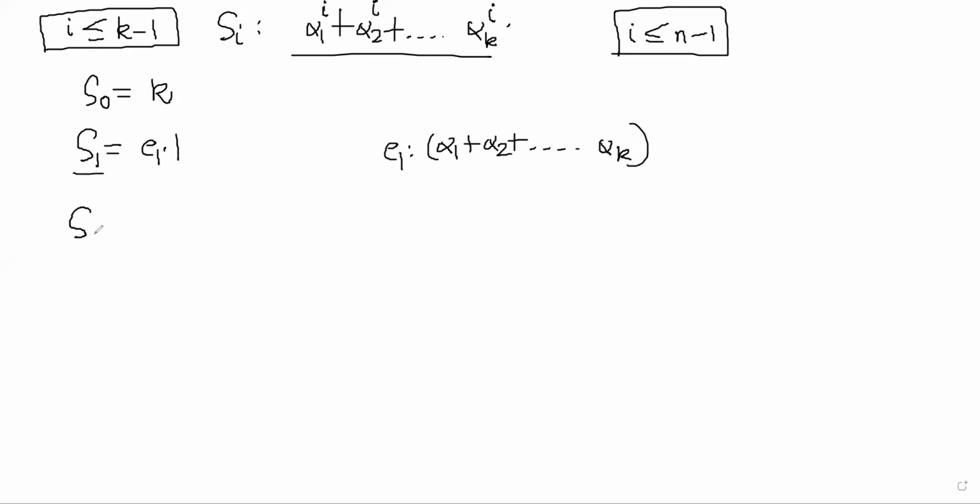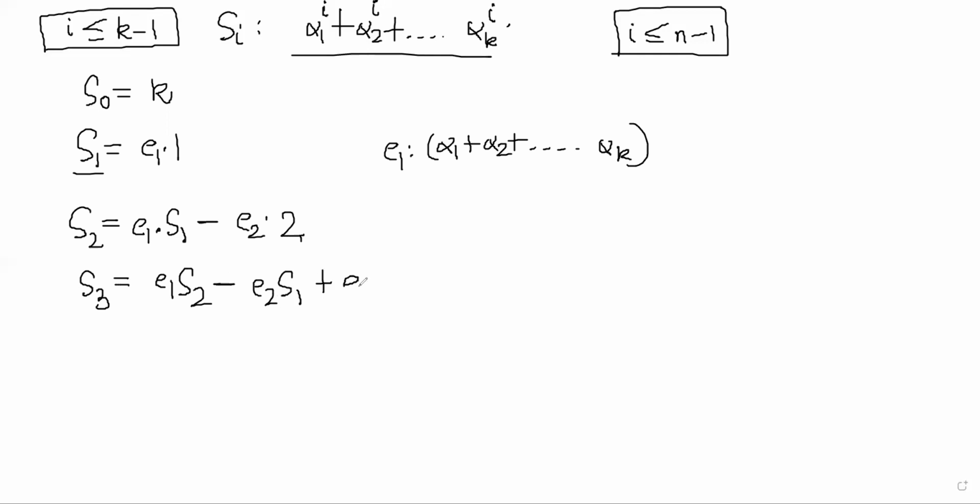So S2 will be equal to E1 into S1 minus E2 into 2. S3 will be equal to E1 into S2 minus E2 into S1 plus E3 into 3. We will confirm all this with an example, so just hold on for a second.